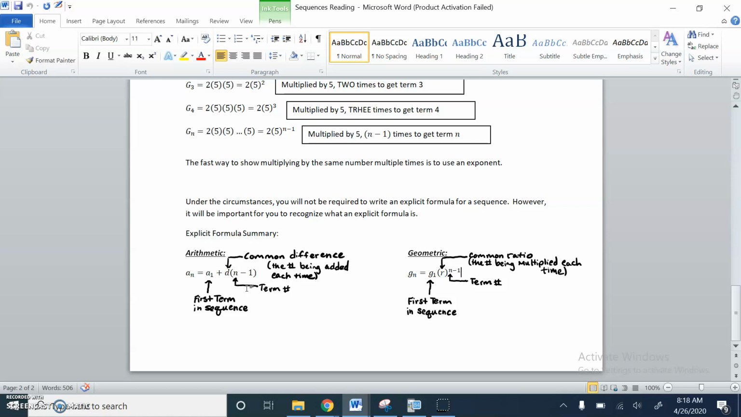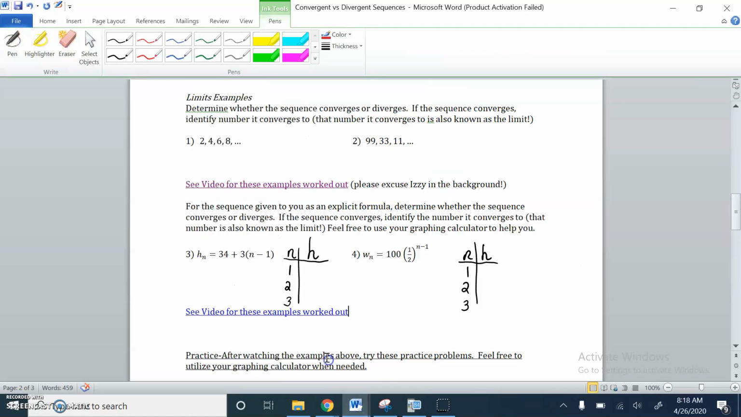You take a look at that and you realize, based on those notes, that the first example is arithmetic, and the second one is geometric. Again, take a look at the notes if you don't understand how we got there, but we're just looking at the formulas and their format. The next thing we need to do is determine from that, how do we know, is it converging or diverging?